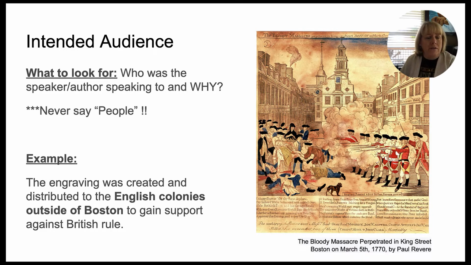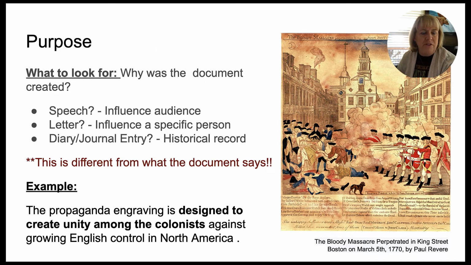So that's intended audience. So let's talk about the first P in HIPP, purpose. Now, purpose is basically telling why the document was created. It's the why behind everything. If it's a speech, the why is it wants to influence an audience. If it's a letter, it probably wants to influence an individual. And if it's a diary or journal entry, we don't typically think of that trying to sway anybody's beliefs, but what it does create is a historical record of something that happened.